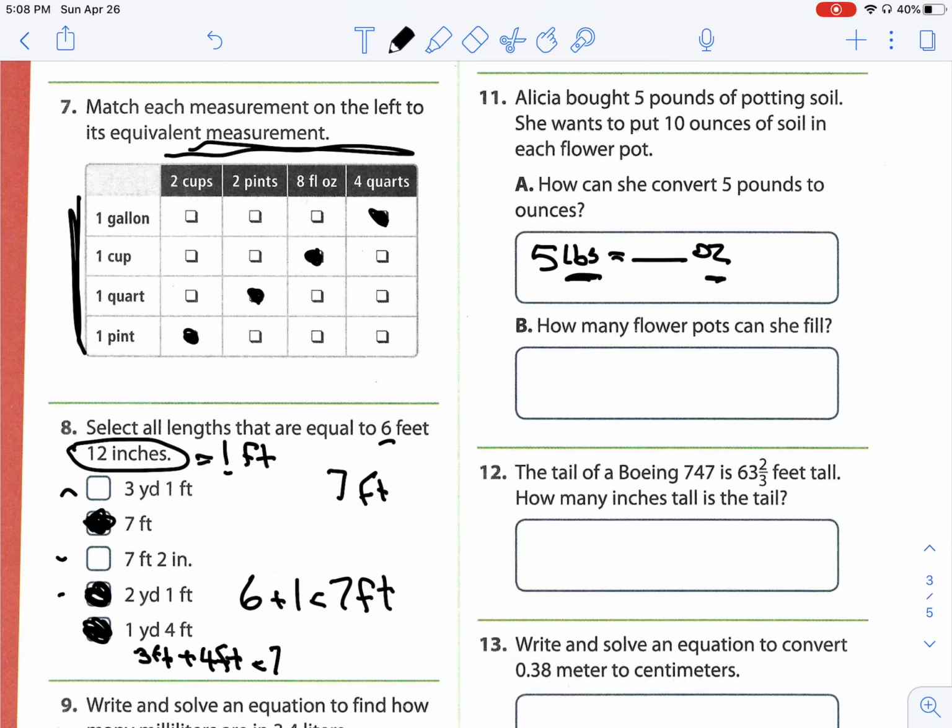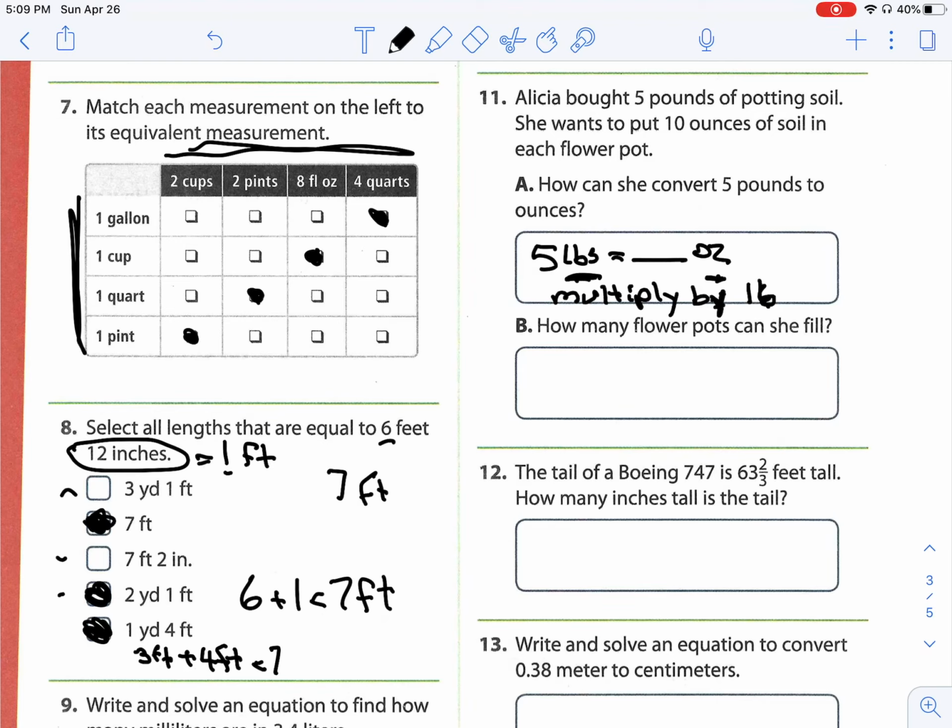Pounds are bigger than ounces, so this is a horse to fly. So you would have to multiply by 16 to get your answer. And they're not asking us to convert it. They're just asking us how do we convert it.